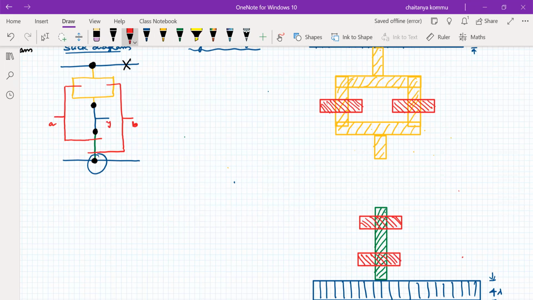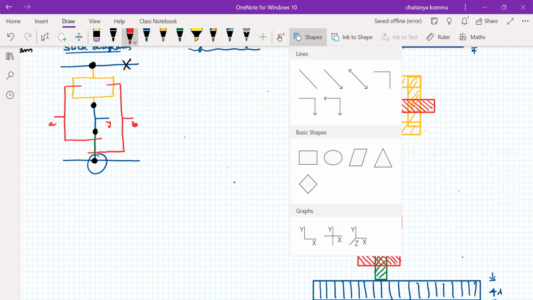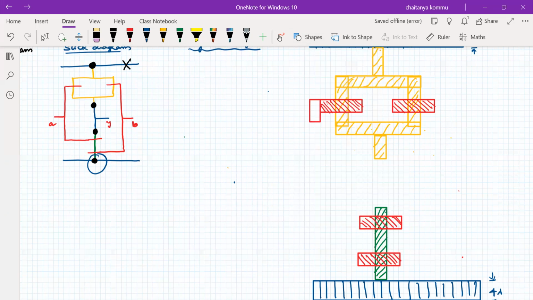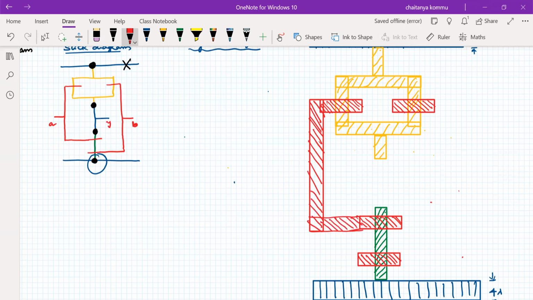If you have the color codes, fine. If you don't have any color codes, use black color, but this type of hatches you have to show. So that's what you have to remember. This is what we can draw here. I can draw freehand, but sometimes it doesn't look good. Something like this, I can also draw here with free hands.